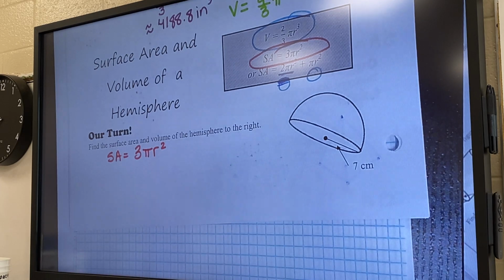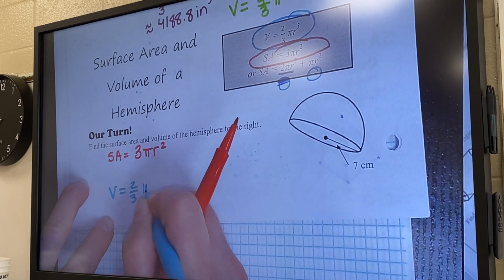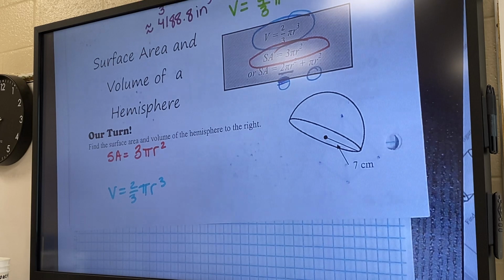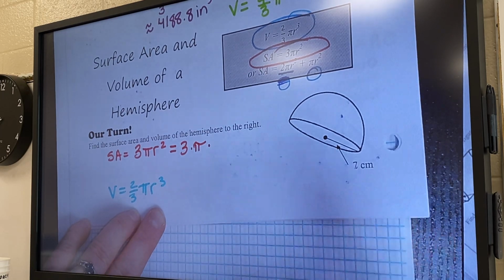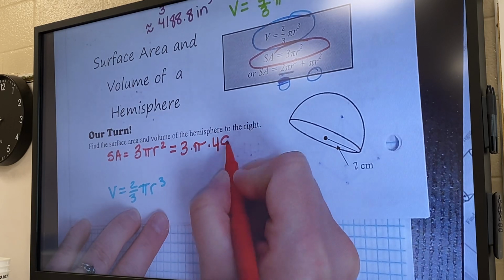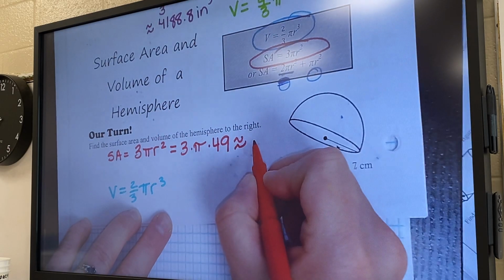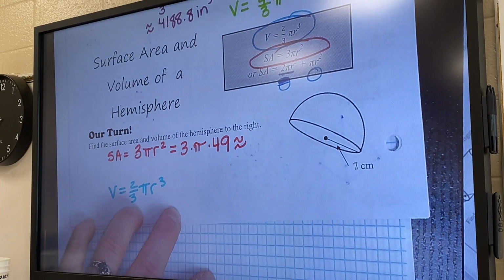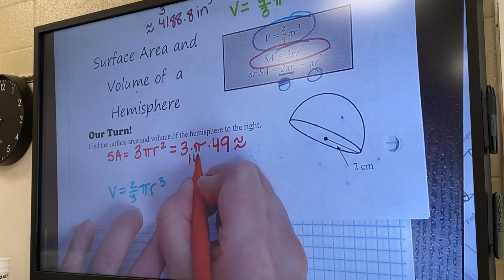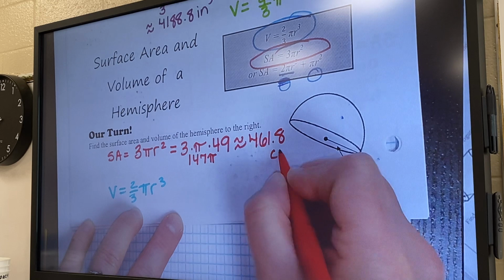So for surface area, we're going to use 3 pi r squared since it's a hemisphere. And for the volume, we're going to use 2/3 pi r cubed. And like Kelvin said, all we need is the radius. So that'll be 3 times pi times 7 squared. What's 7 squared? 49, which is approximately what on your calculator? 147 pi, which is 461.8 centimeters squared.